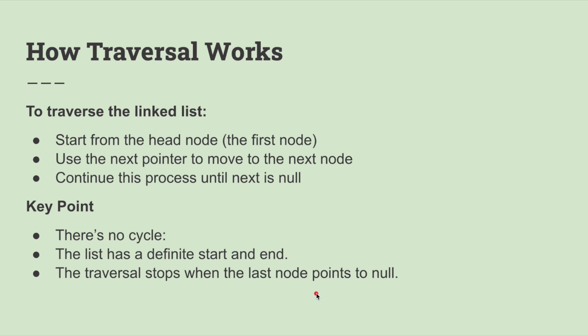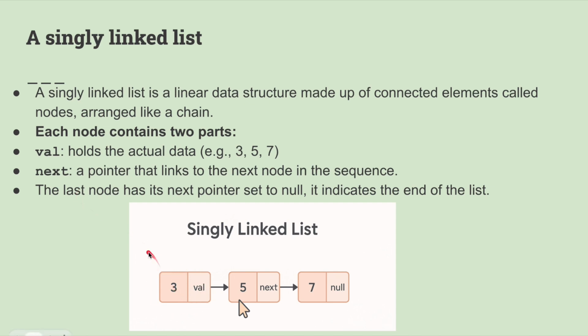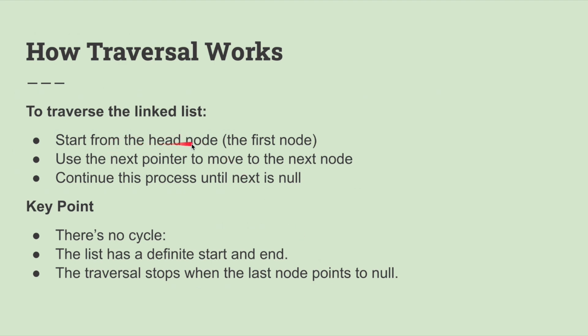So how does the single linked list work? Let's suppose we want to traverse the linked list. First of all, we have to start from the head node, which is called the first node, and we use the next pointer to move to the next node. We start from here and keep checking the next one. There will be a head node, the first node, and we use the next pointer to move to the next node, and we continue this until we get next is null.